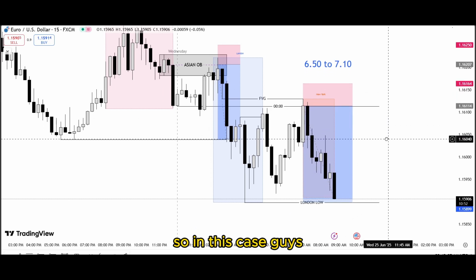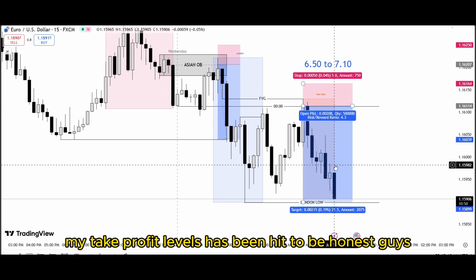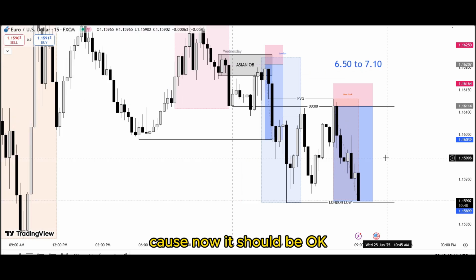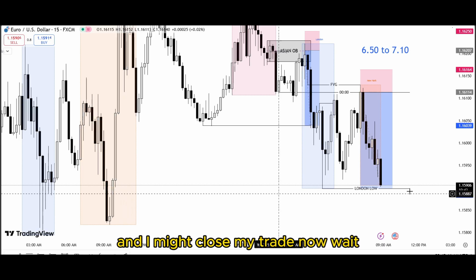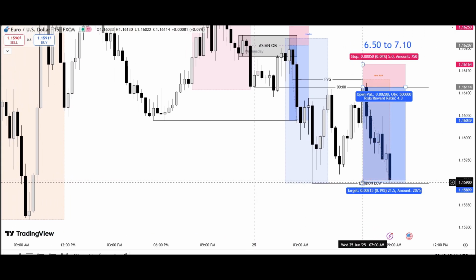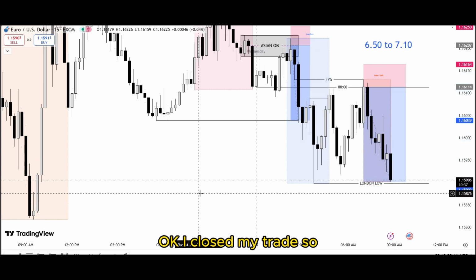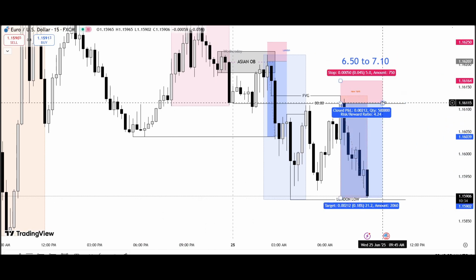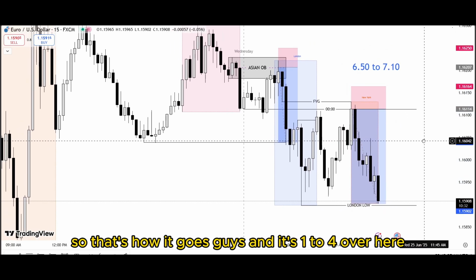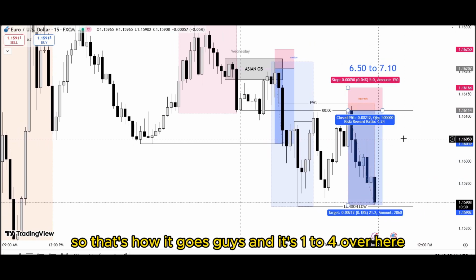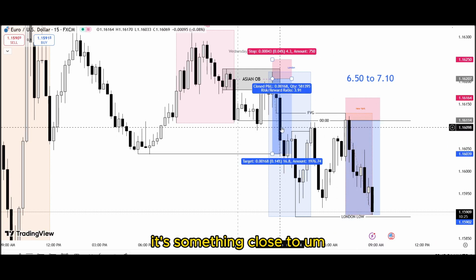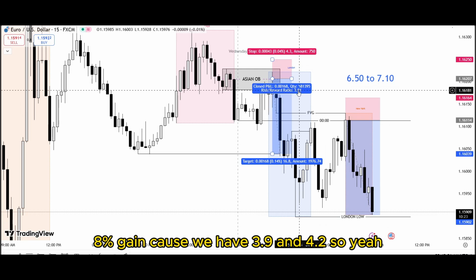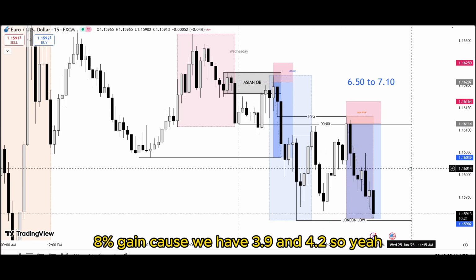So in this case, guys, my take profit levels have been hit, to be honest, because now it should be okay. We have a BPR level over here, and I might close my trade now. Okay, I closed my trade. That's how it goes, guys. And it's 1 to 4 over here, it's 1 to 3 over here. Altogether it's something close to 8% gains because we have 3.9 and 4.2.